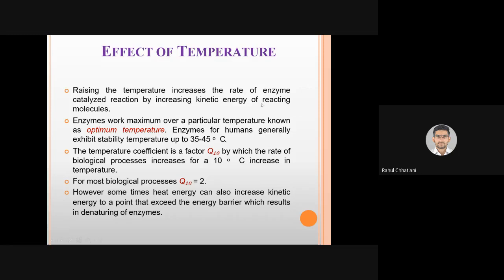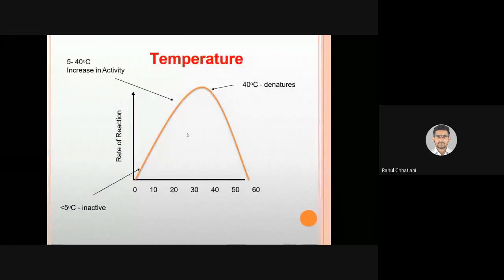Yes, this will be normal up to 45 degrees. After that, if it goes above 45 degrees, the enzyme cannot do anything. It has to die off. It will die because of the temperature. However, sometimes heat energy can also increase the kinetic energy to a point that exceeds the energy barrier, which results in denaturation of the enzyme. That is, the enzyme gets destroyed. More than 45 degrees, if it reaches 50 degrees, you can see from this graph.